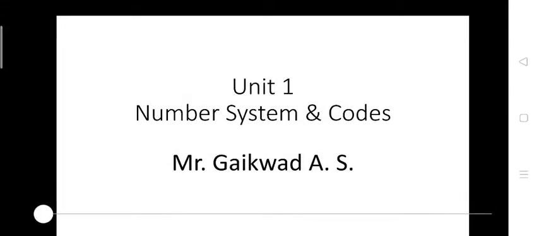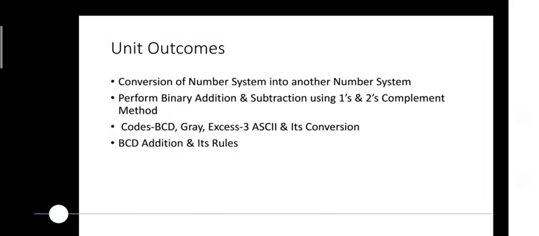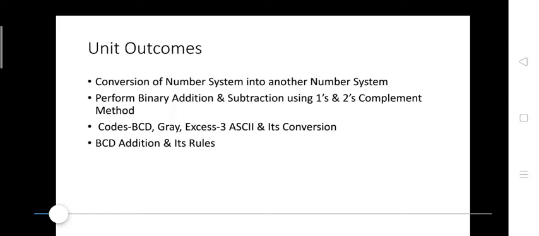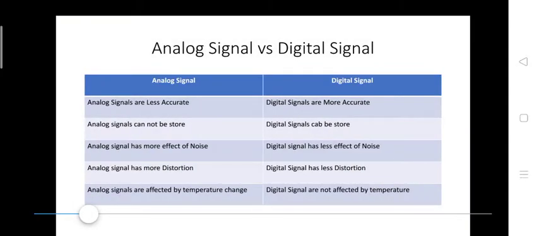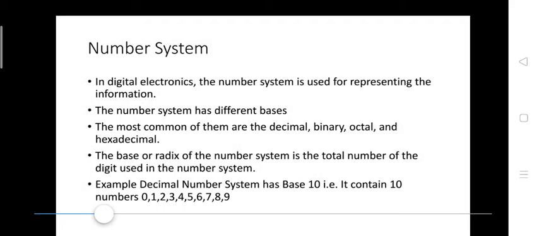In the previous number system lecture, we studied the unit outcomes of this unit, the comparison of analog signal versus digital signal, and the introduction to number system. In this unit, we have four different number systems: decimal number system, binary number system, octal number system, and hexadecimal number system.